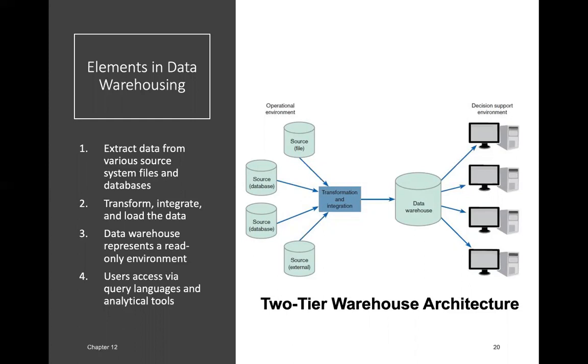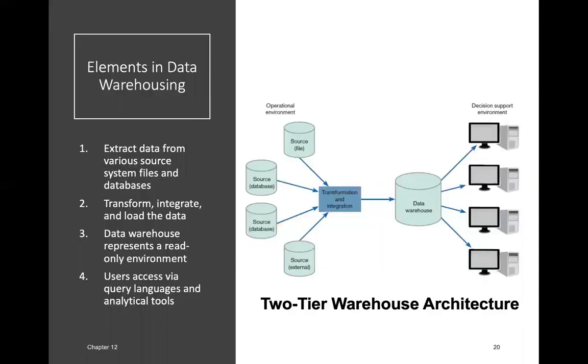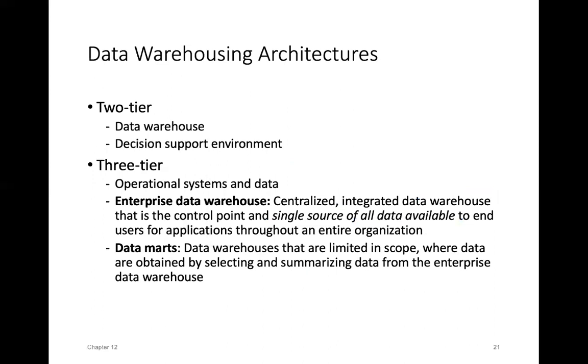When it comes to data warehousing, there are 2 types of architectures, either 2-tier or 3-tier. 2-tier is your basic data warehouse and a decision support environment. A 3-tier has operational systems and data context. Then we have our enterprise data warehouse. Let's read what it says: a centralized integrated data warehouse, the control point and single source of all data available to end users or applications throughout the entire organization.